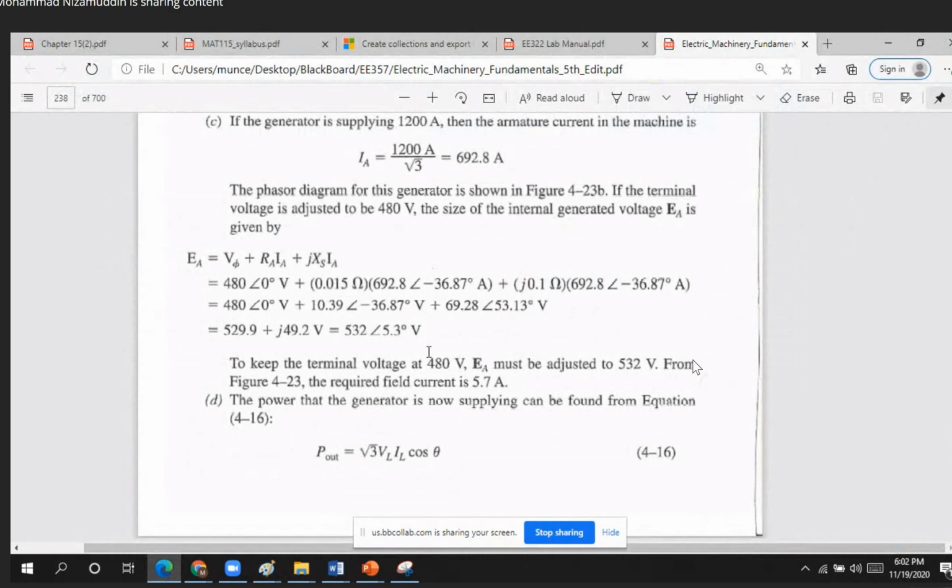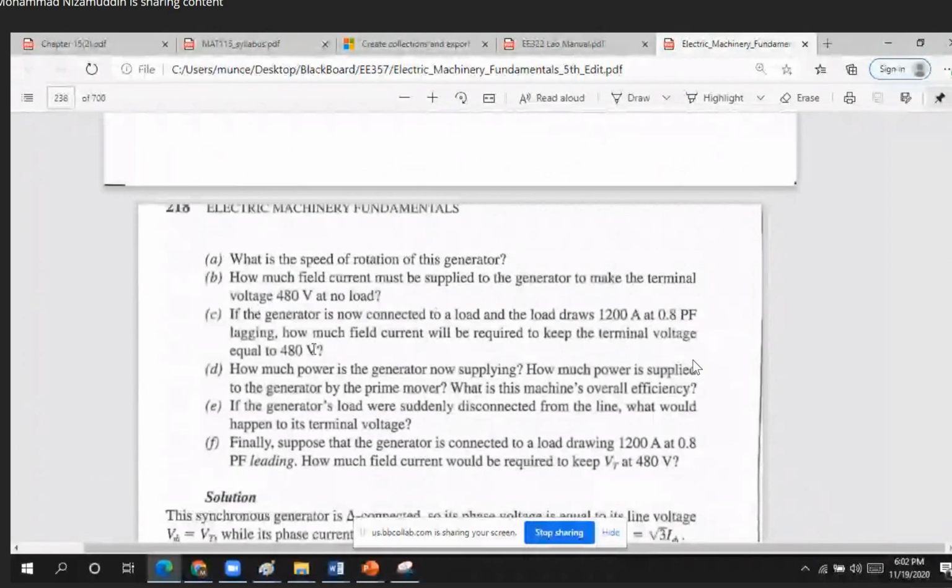Now, power by the generator and all this other question. How much power is the generator now supplying? How much power is supplied to the generator, to the prime mover? What is the machine's overall efficiency? So how much power is supplied to the generator by the prime mover? And how much power is the generator now supplying?